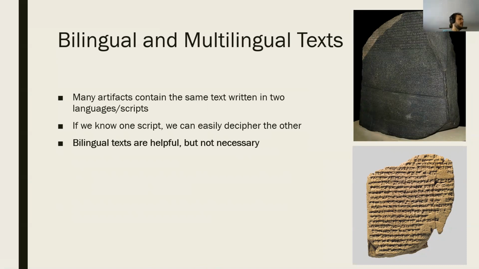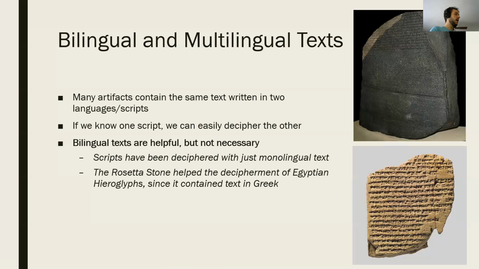Now, an important thing about bilingual texts is that they are helpful for a decipherment, but they're not actually necessary. We've talked about some writing systems which have been deciphered without any bilingual texts, such as Old Persian and Linear B. Those were deciphered with the texts alone. But bilingual texts are very, very helpful if they are available.